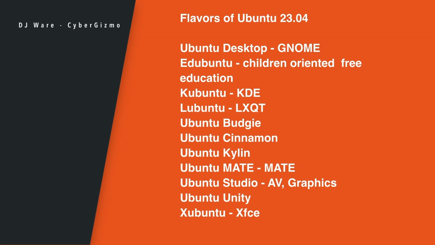As far as what flavors of Ubuntu come with the system that you can choose, you have, of course, the Ubuntu Desktop, which is known, Edubuntu, which is a children-oriented free education distro. There's Kubuntu, which is KDE, Lubuntu, which is LXQt. There's Ubuntu Budgie, and then there's Ubuntu Cinnamon, which is new. There's Ubuntu Kylin, Ubuntu MATE, Ubuntu Studio, which is for AV and graphics, Ubuntu Unity, and Xubuntu XFCE. So you have lots of choices in the spin.